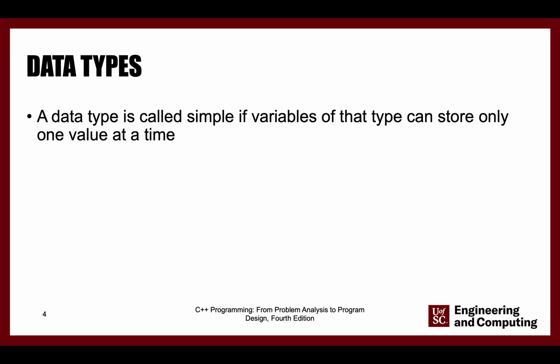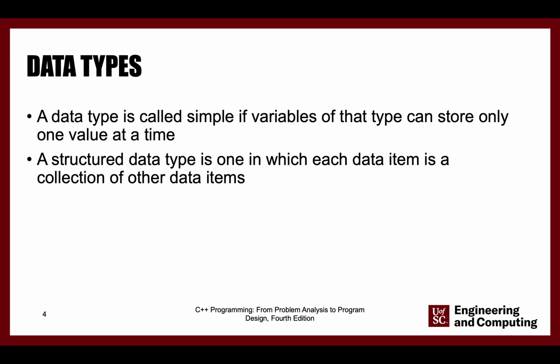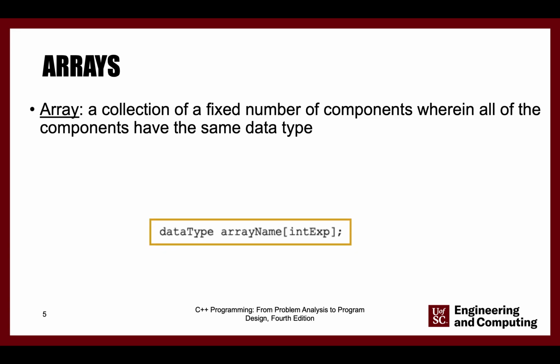So a data type, again, is called simple if variables of that type can store only one value at a time. A structured data type is one in which each data item is a collection of other data items. So an array is one such data structure. An array is a collection of a fixed number of components where all the components have to be the same data type.